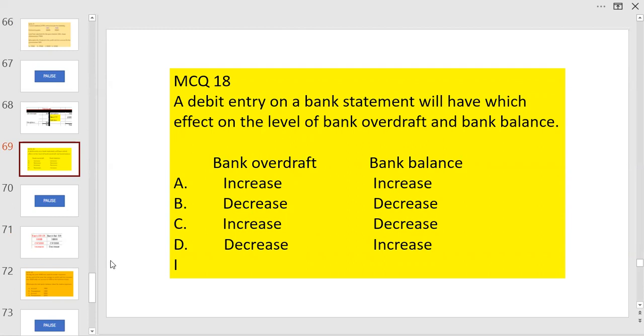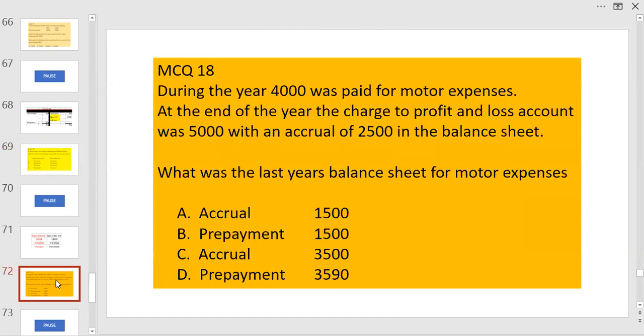Now we'll move on to the next question. During the year, 4,000 was paid for motor expenses. At the end of the year, the charge to profit and loss account was 5,000 with an accrual of 2,500 in the balance sheet. What was the last year's balance sheet amount for motor expenses? Otherwise, the opening balance.